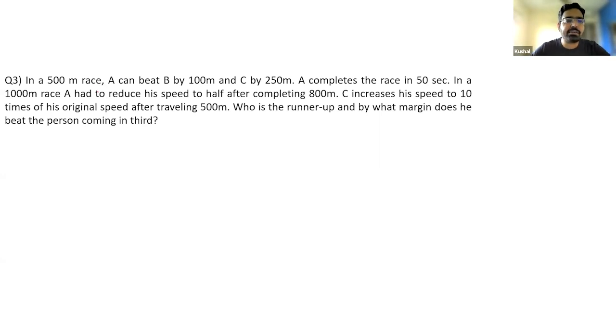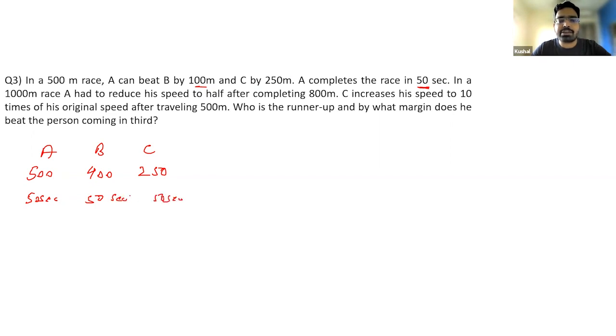It says in a 500-meter race, A can beat B by 100 meters. That means when A is traveling a distance of 500 meters, B is traveling a distance of 400 meters. A can beat B by 100 meters and C by 250 meters. That means in the same time period, C will be traveling 250 meters. A completes the race in 50 seconds, given to you. So if A is completing the race in 50 seconds, then in the same time period, each one of them is traveling the given distance, isn't it?